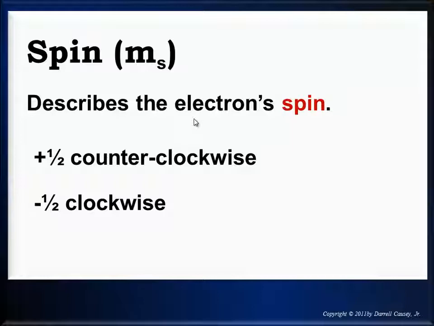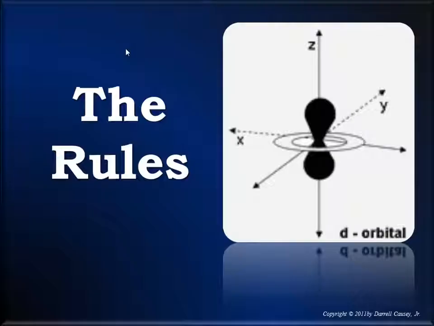So at this point, until somebody comes up with new information, this explanation works of why two electrons can be in the same orbital, even though they're both negative. All right, let's not really dwell on that too much. Let's get going. All right, here's some rules.